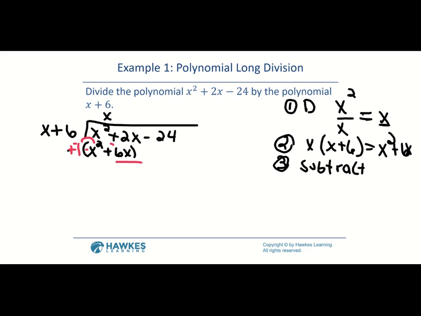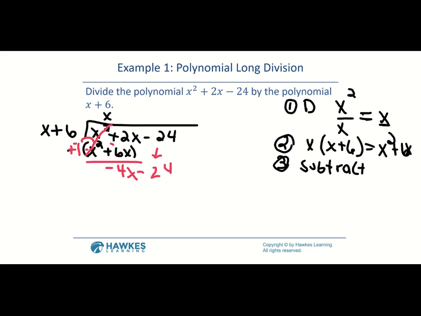So now what you want is your first terms there, your x squareds, or whatever the first term is in the problem you're dealing with, you want that to cancel. And then you can combine like terms here. So 2x plus negative 6x will give me a negative 4x. And then we'll bring down the negative 24.